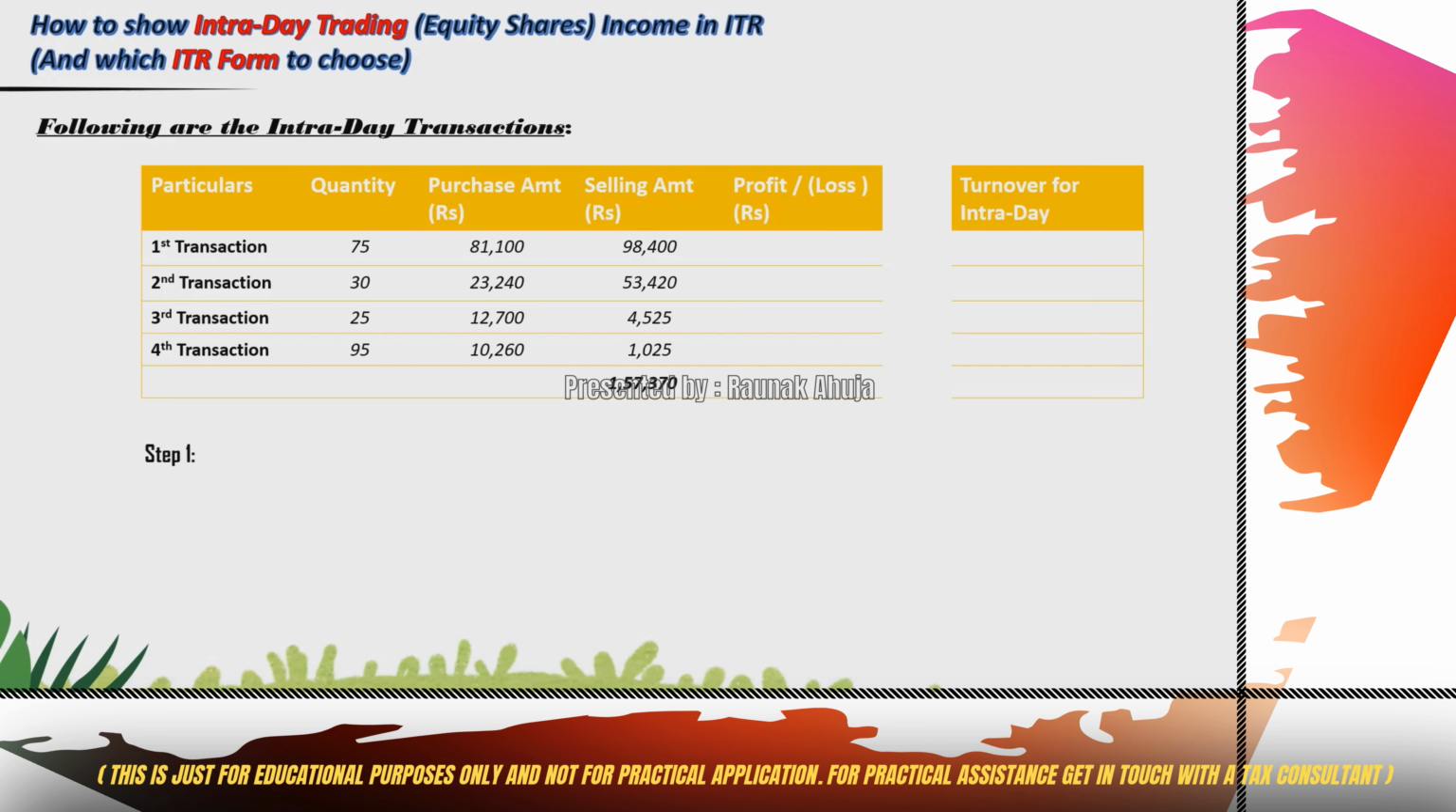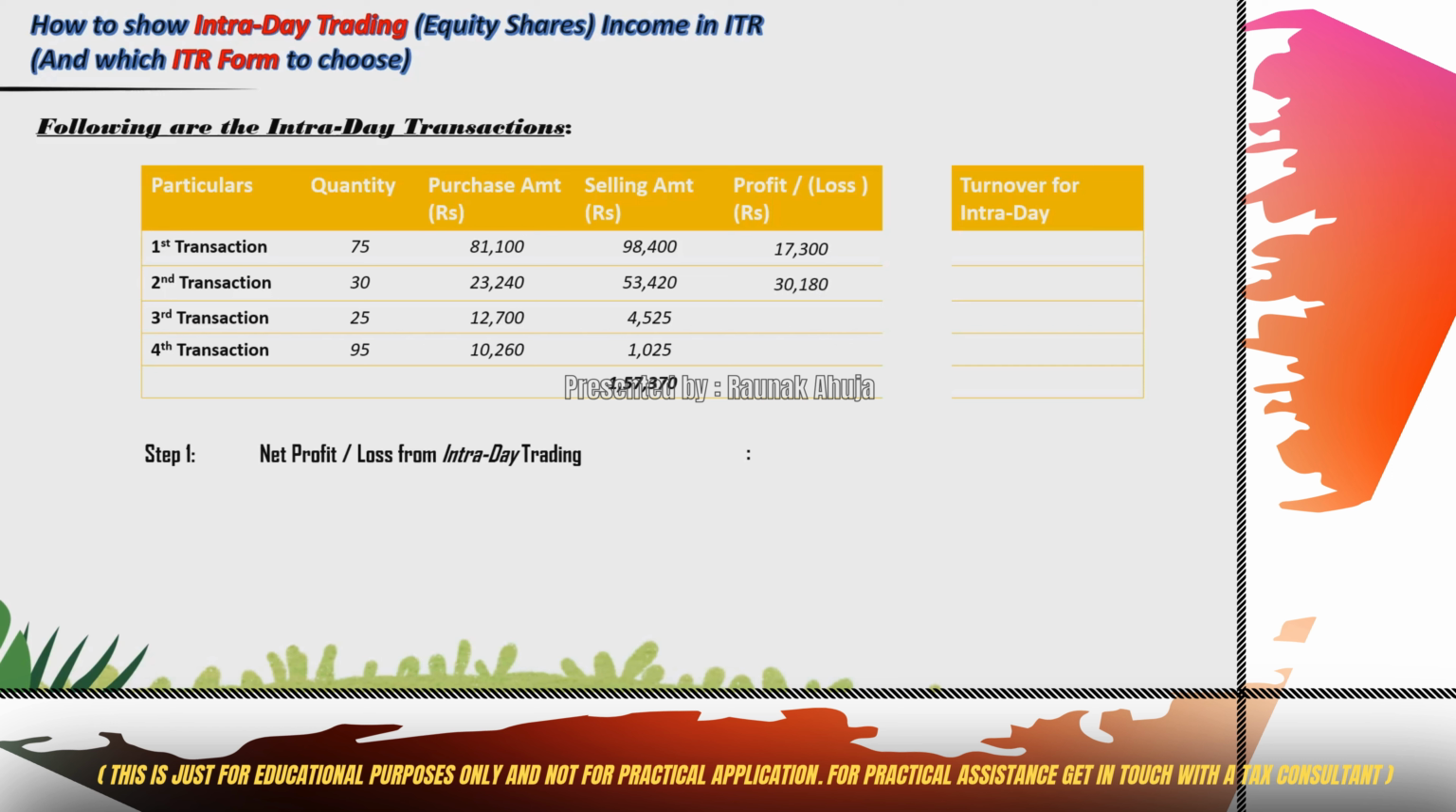Now, the first step would be to calculate the net profit or loss from the intraday trading income. First of all, we'll be calculating the net profit or loss for each of these 4 transactions. On the first transaction, the selling amount was 98,400 and the purchase amount was 81,100. So the net profit would be 17,300. Likewise, we'll be calculating the net profit or loss for each of the transactions.